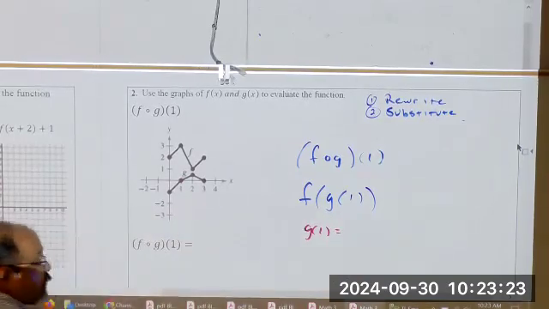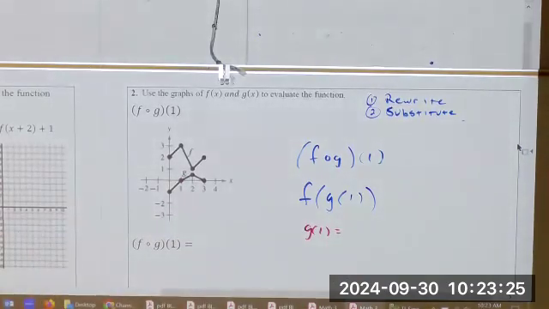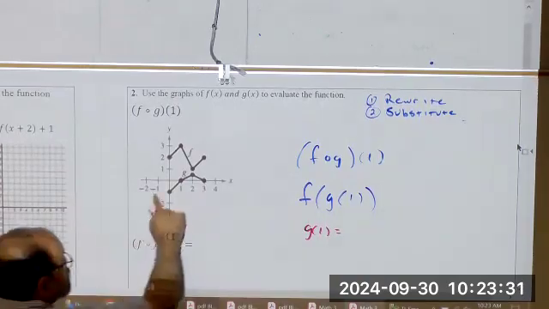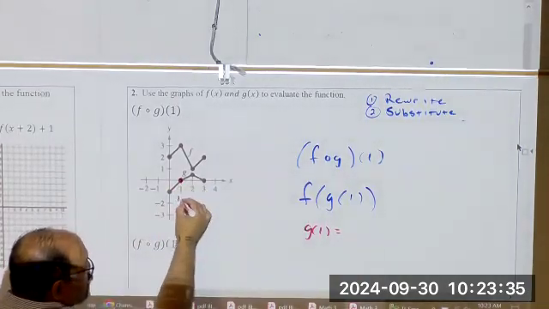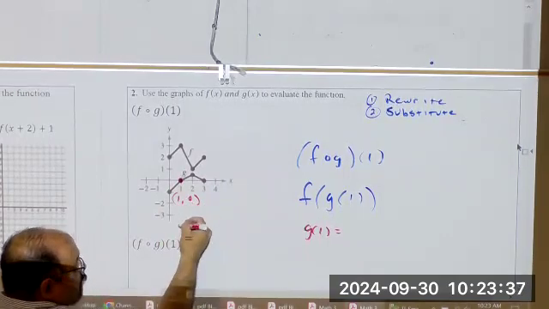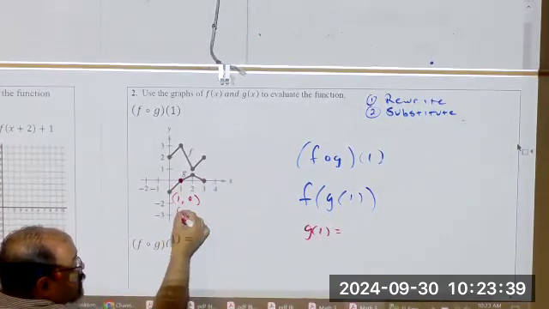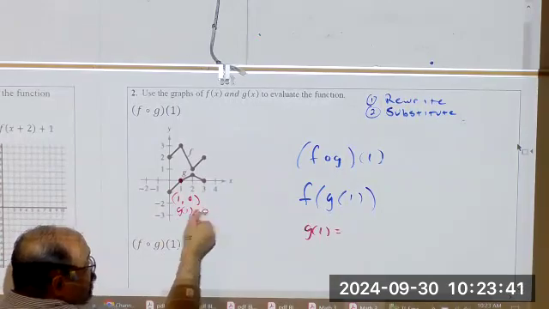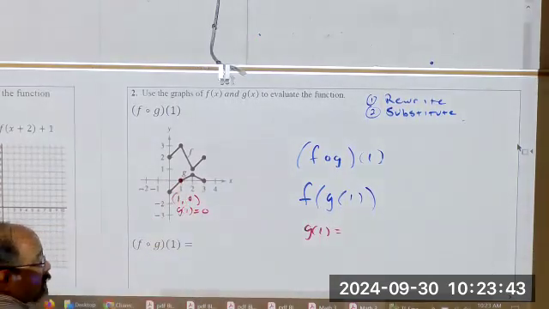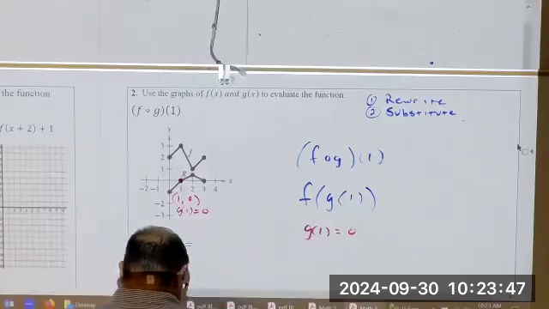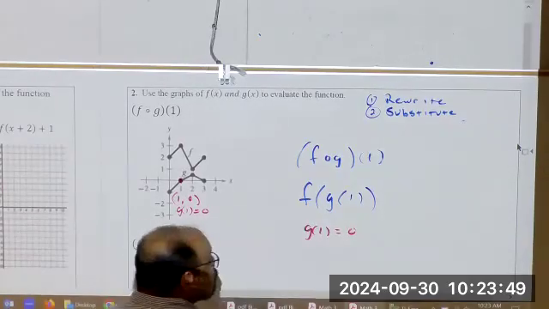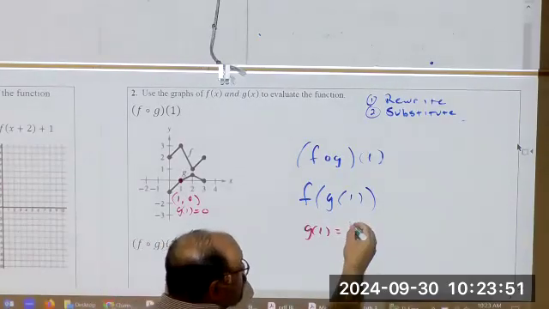Now, in a picture, they're just ordered pairs. That's all it is, ordered pairs. On the G function, when we plug in 1, the y coordinate is 0 on the G function. G of 1 is 0 because that's where the point is located. So G of 1 is 0. Substitute.